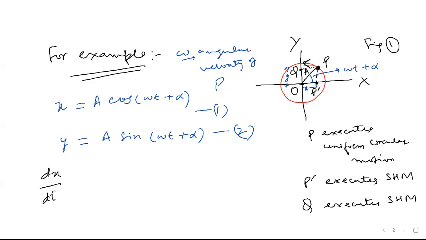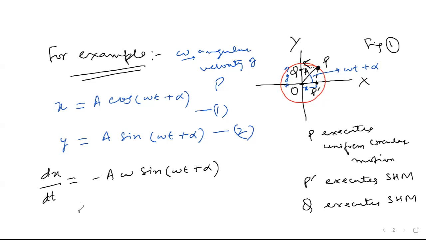What is dx by dt? dx by dt is simply minus a omega sine omega t plus alpha. We have to differentiate equation 1 with time. The derivative of cos is minus sine, and we get omega outside as a multiplier. So dx by dt is minus a omega sine omega t plus alpha. This gives us the velocity along the x-axis, or the velocity of P prime.